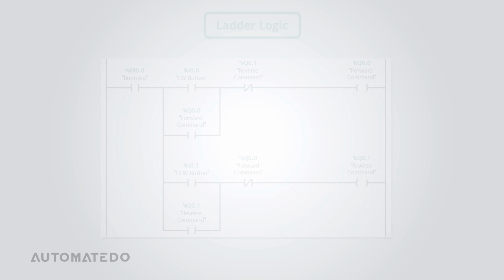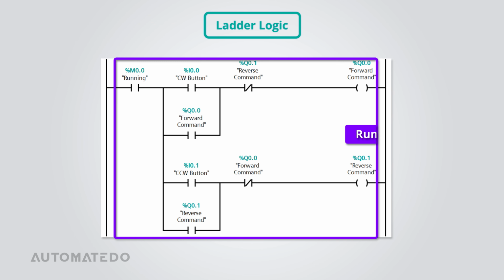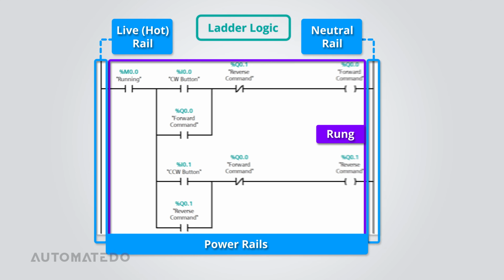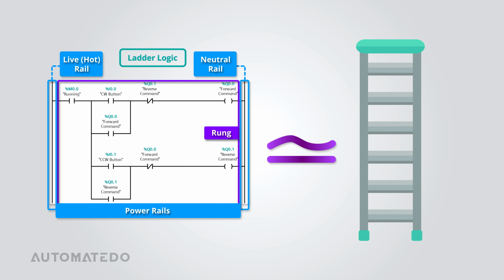A ladder diagram is arranged as horizontal lines known as rungs, with 2 vertical bars at either end called power rails. The left rail represents the live or hot rail and the right is neutral, creating a ladder-like design that explains the origin of its name.